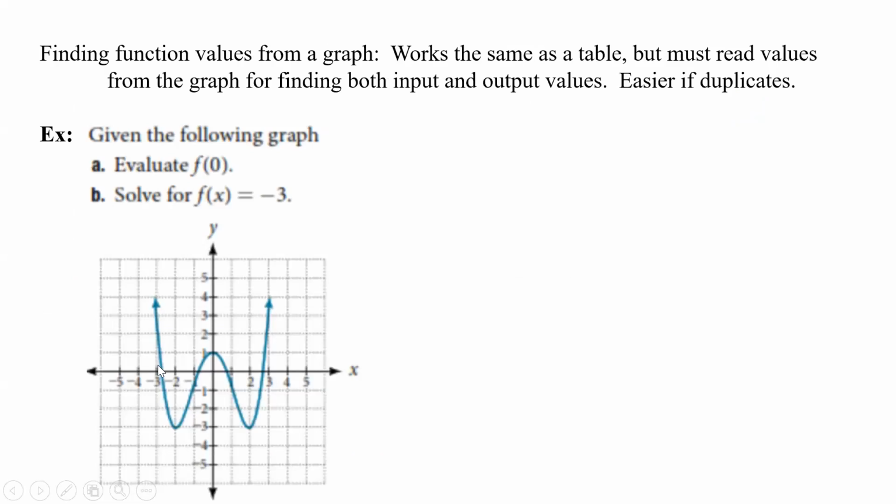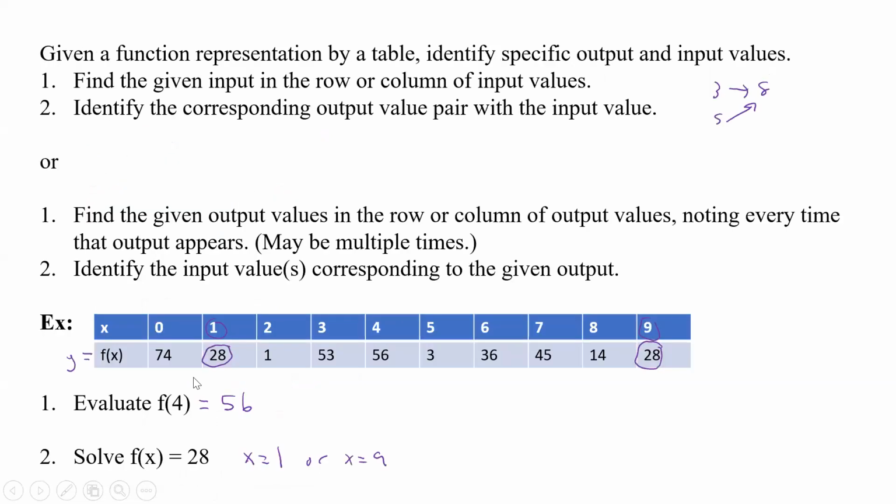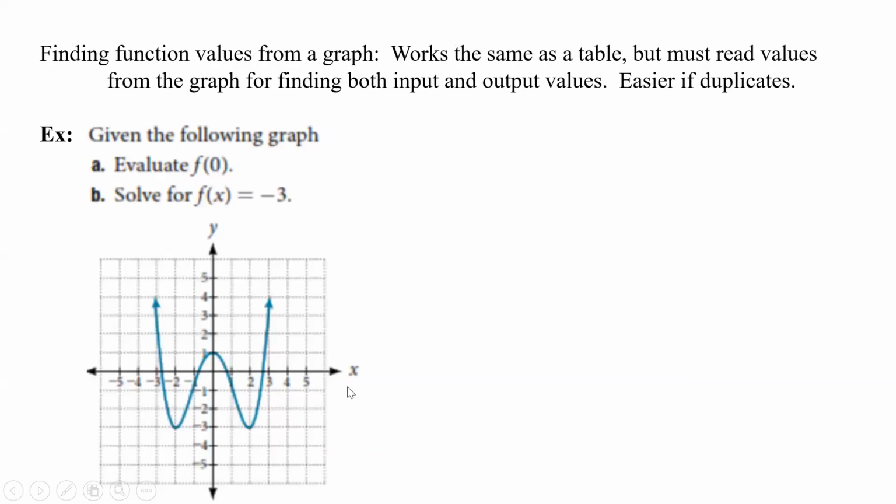You can also do it from a graph, so finding function values from a graph. It works the same as the table, but you have to read your values from the graph itself to find both the input and output values. Now, it's easier to find duplicates in this manner because it's a lot more visible. The table was an example where there are duplicates, and it shows you how much easier this is, because there you had to go across and look at all the different values, and then you found the 28s, whereas this one is a little bit different.